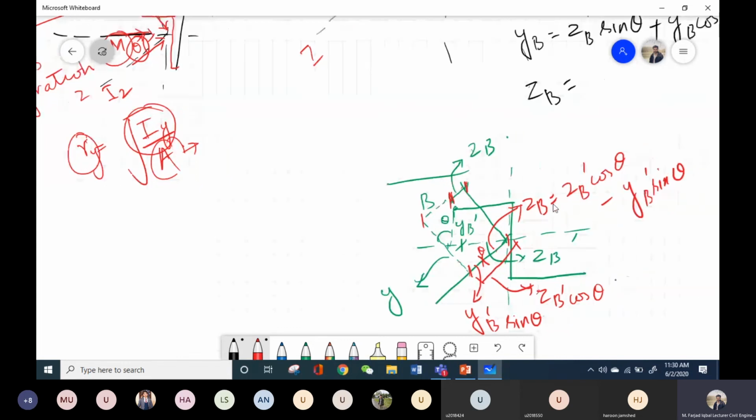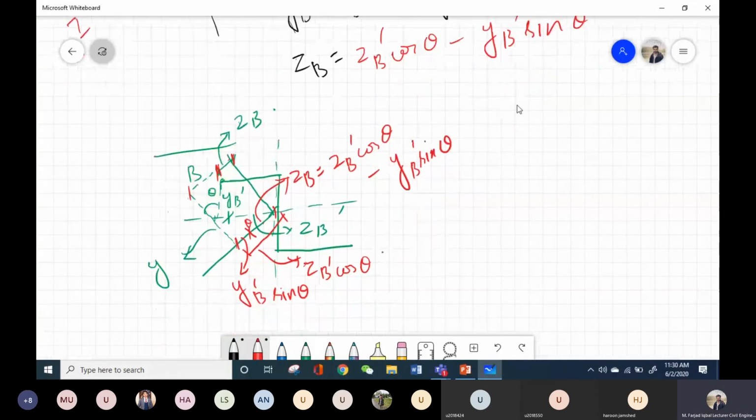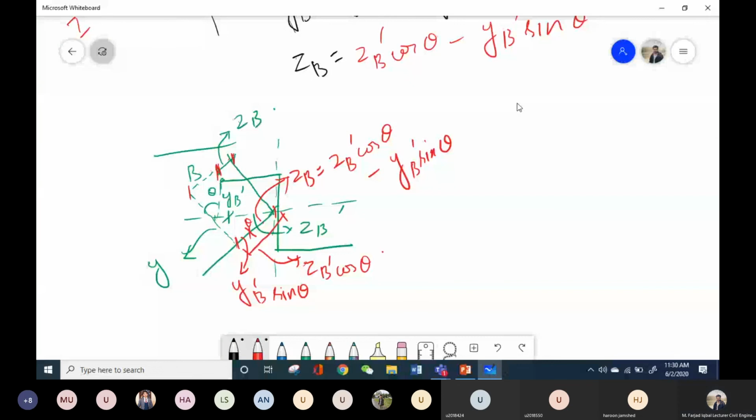So can I write it over here? ZB dash cos of theta plus minus YB dash sine of theta. Now, is there any confusion about this one? If you have, you can ask me right now. So there is no confusion, then we can move on to the example problem.